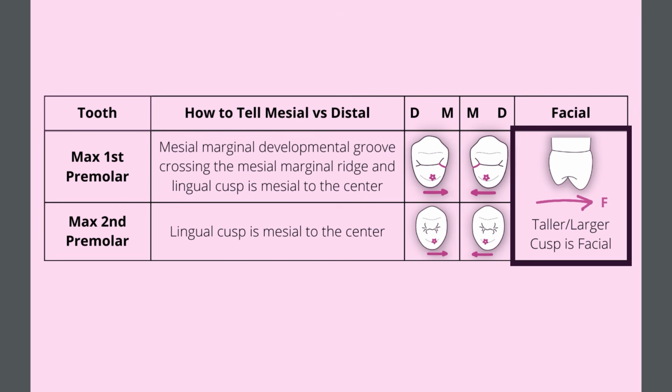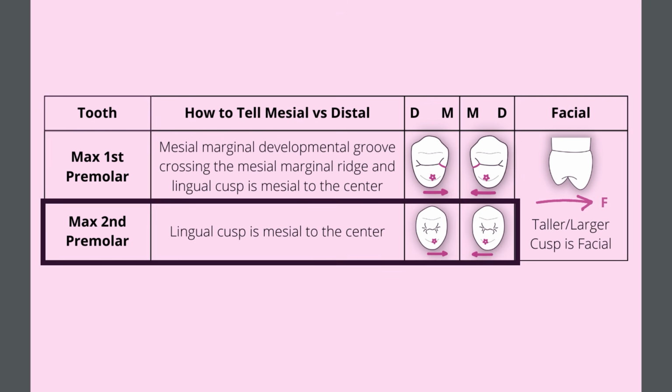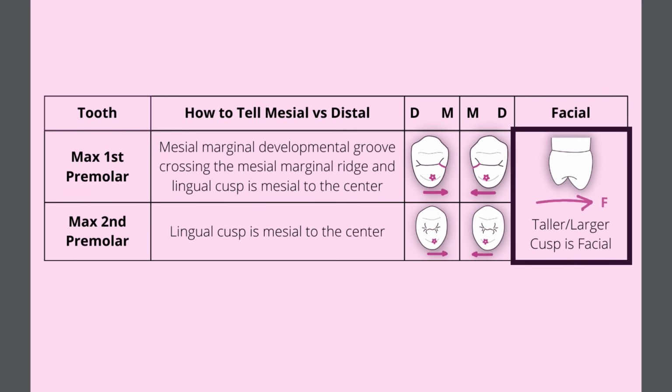For the maxillary first premolar, looking from the proximal, the cusp that is taller and larger is the facial side of that tooth. For the maxillary second premolar, the lingual cusp is mesial to the center, and that's how you'll determine the mesial. And once again, the maxillary second premolar, the taller, larger cusp is the facial.